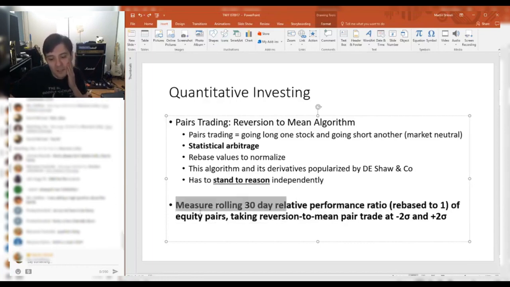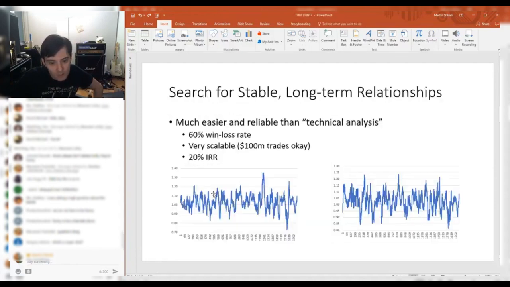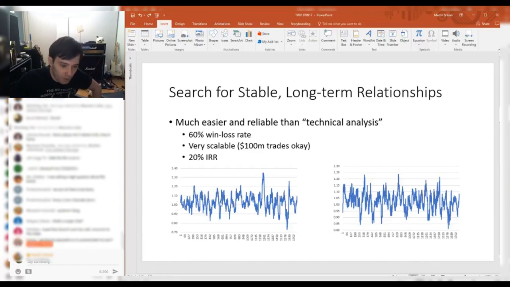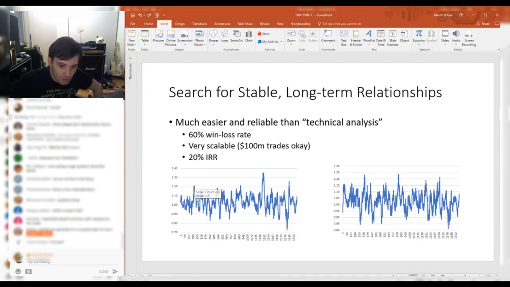And what I did with that is I tried to take a reversion to mean pair trade at -2 and +2 sigma. So in other words, if you can see here that the relationship blows out to the upside, I would take the other side. So if this was Lockheed Martin and Boeing, and the relationship between the two is a ratio that centers around 1, then in essence I would go long Lockheed here and short Boeing, and maybe here I would go long Boeing and short Lockheed, and back and forth.